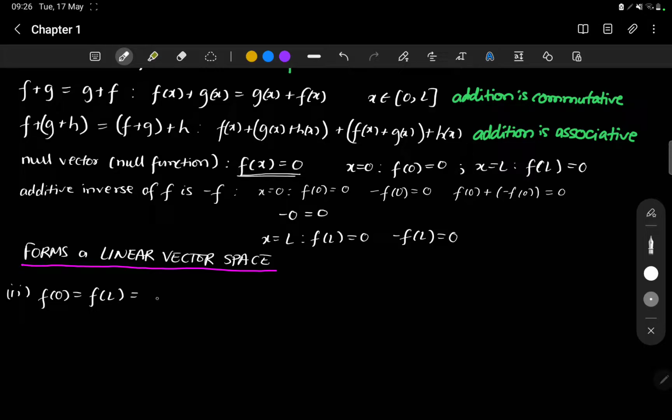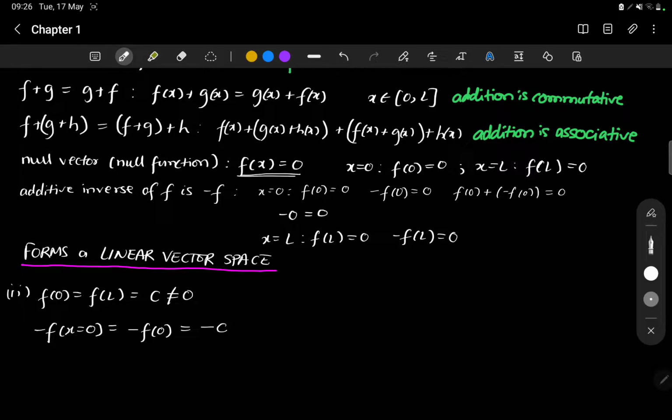f(0) equal to f(L) equal to some c which is not equal to 0. Now we need to see if this class of functions forms a linear vector space or not. For that, let us see if the inverse function exists or not. So for inverse, we will have minus f as the inverse of f. So minus f, let's say at x equal to 0, will be what? By the definition, it will be minus of f(0), which is equal to minus of c.